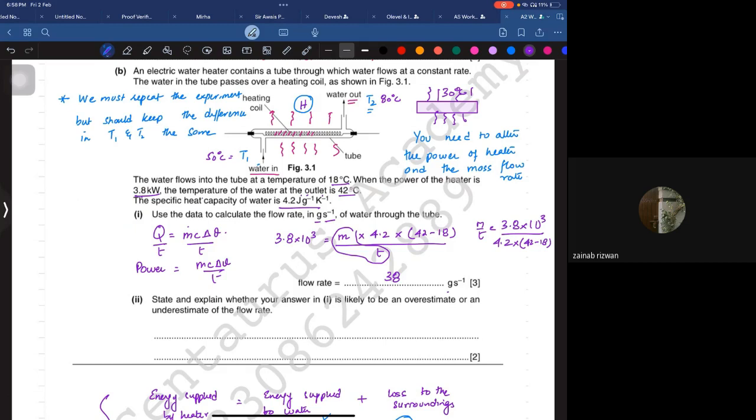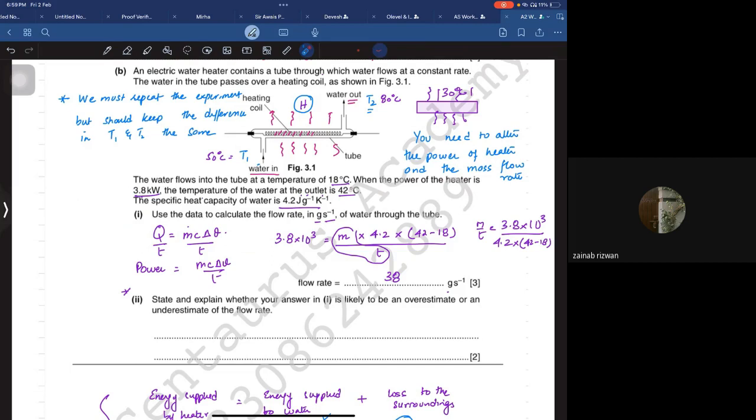This is the easy part. The real part basically starts here, where it says state and explain whether your answer in one is likely to be an overestimate or an underestimate. If you see the drawing, do you understand that we never took the heat loss into consideration? We have basically ignored that and believed that all the heat energy is being transferred to the water. In fact, some of it must have gone to the surroundings as well. So the water must have gotten less heat.